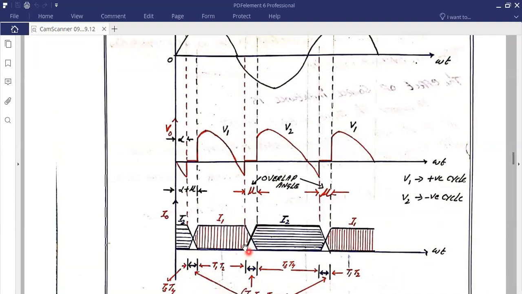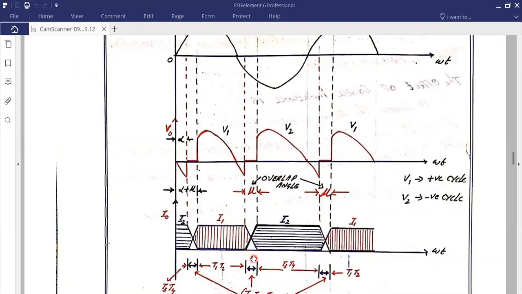So what is happening in between these two lines? T1 and T2, the outgoing pair of devices, are still in conduction up to this point. T3 and T4, the incoming pair of devices, are in conduction from this point. At this particular point, all four devices are going to be in conduction.